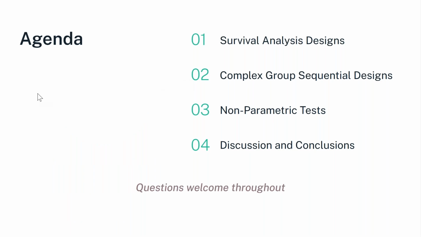So the topics we're going to be revisiting today are survival analysis designs, complex group sequential designs, and non-parametric tests. These were 3 of the most popular webinars from the past year. So the plan is to give a quick overview of what each of them entailed, along with exploring some of the examples provided in each webinar. If anyone is interested more in any of the topics, there are full webinars of each available on the nQuery website.